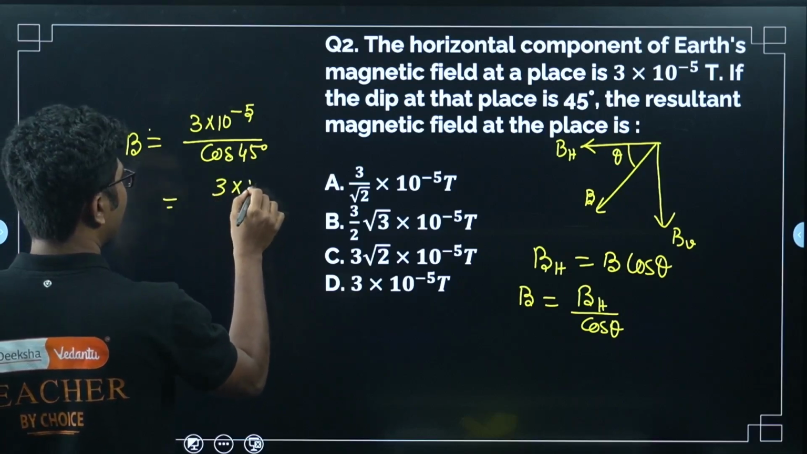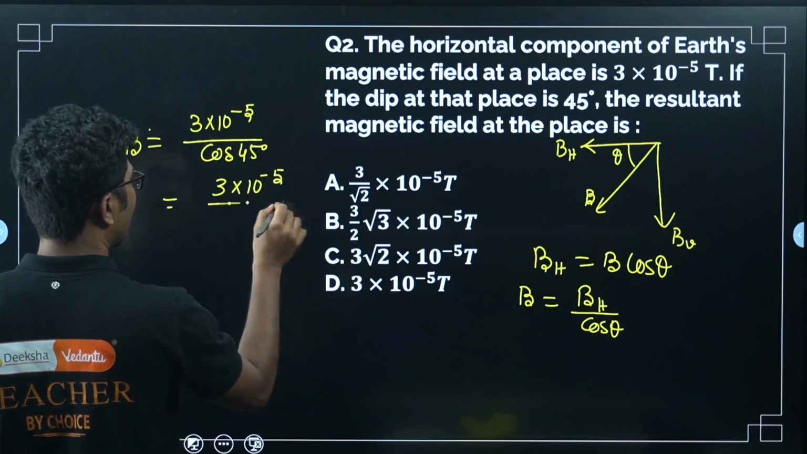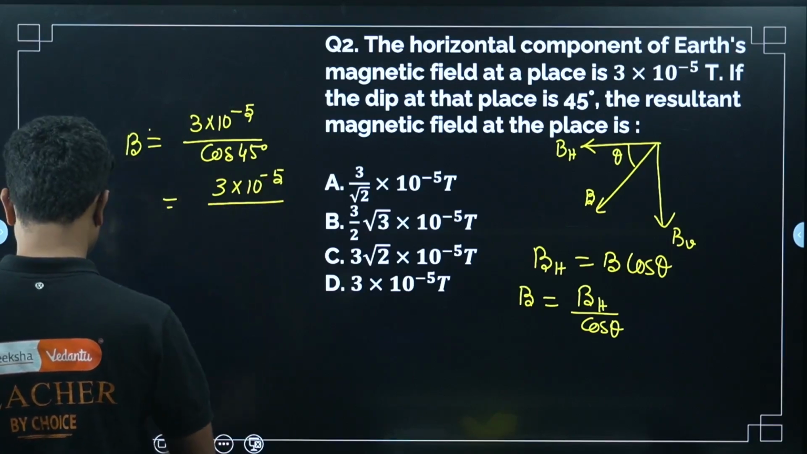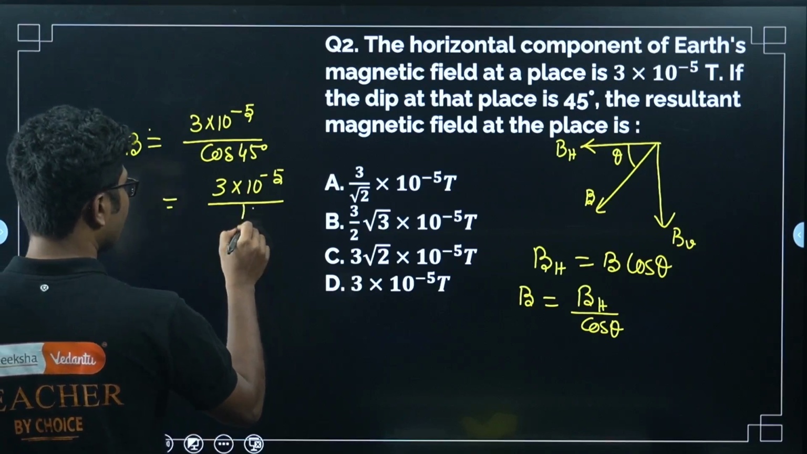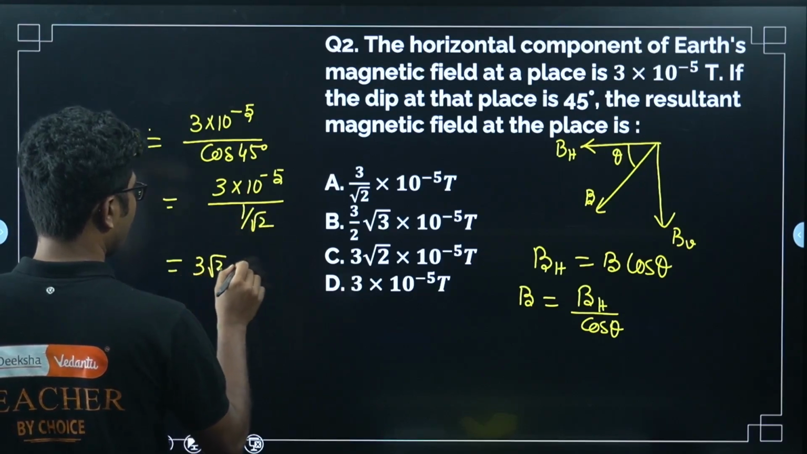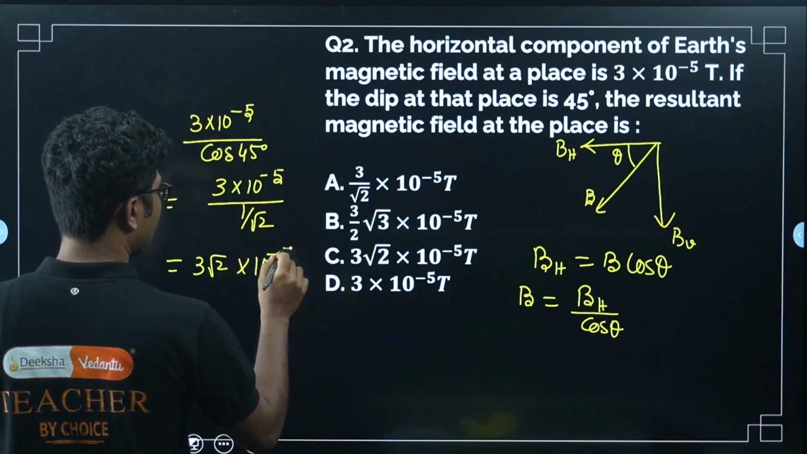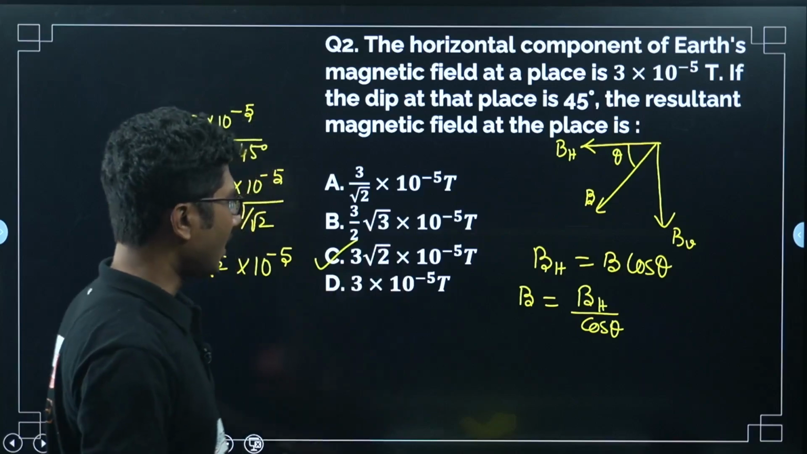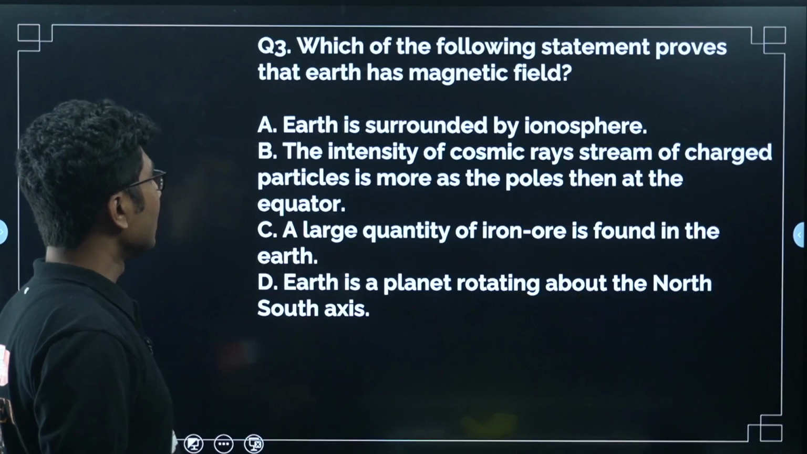that is 3 times 10 to the power of minus 5 divided by, sorry, 1 by root 2. Cos theta is 1 by root 2, cos 45, so it will be 3 root 2 times 10 to the power of minus 5. So 3 root 2 times 10 to the power of minus 5 Tesla, so this is the answer. Now let's move on.